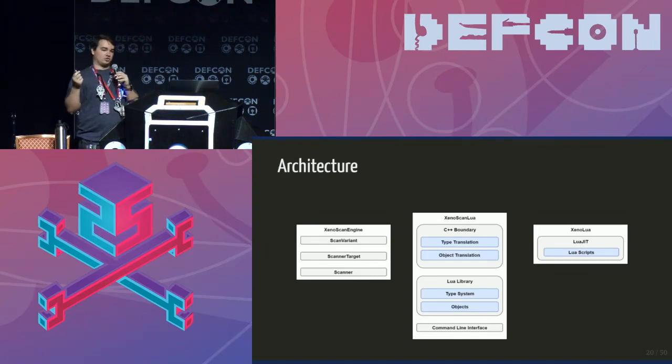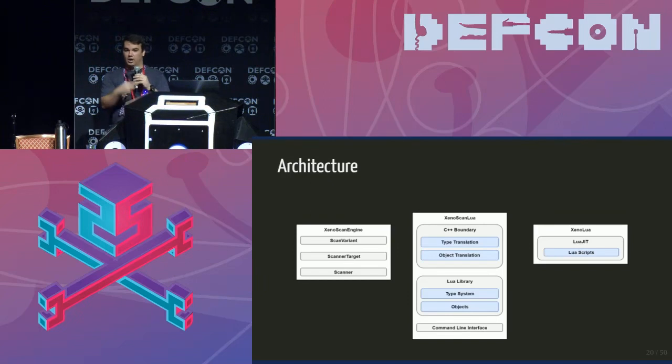A scan variant just wraps any type that you might be scanning for, so integers, strings, and everything. Whereas the scan target is the wrapper for what you're scanning. So you can scan a Windows process, you can scan a game running in an emulator. There's a lot of different things you'll be able to scan in the future as that is extended. We'll get to that as well. And then the scanner that's exposed is what actually does the scanning.